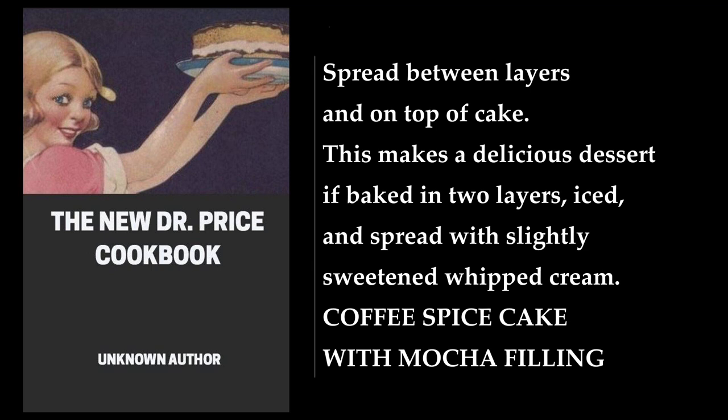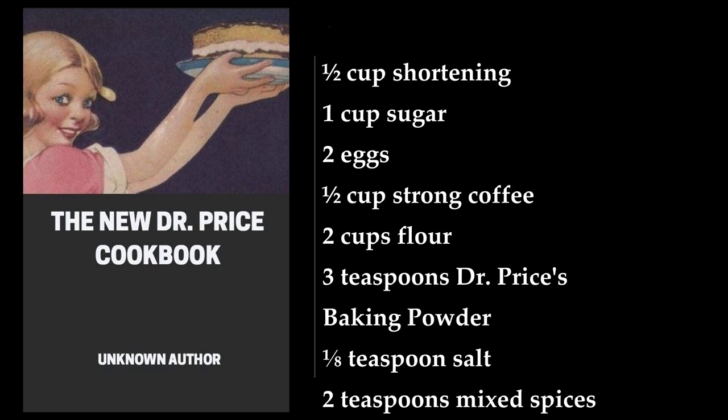This makes a delicious dessert if baked in 2 layers, iced, and spread with slightly sweetened whipped cream. Coffee spice cake with mocha filling. 1/2 cup shortening. 1 cup sugar. 2 eggs. 1/2 cup strong coffee. 2 cups flour. 3 teaspoons double-acting baking powder. 1/8 teaspoon salt. 2 teaspoons mixed spices.